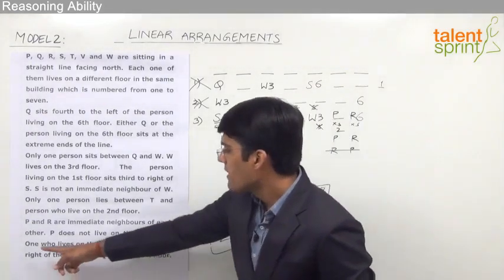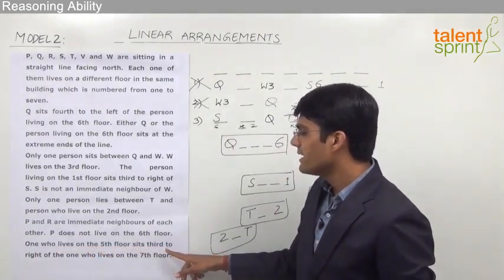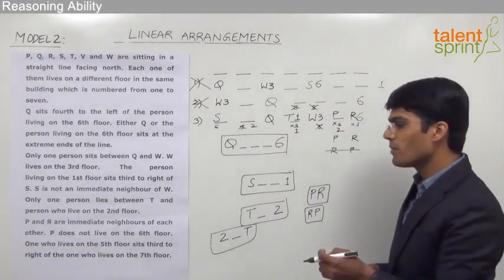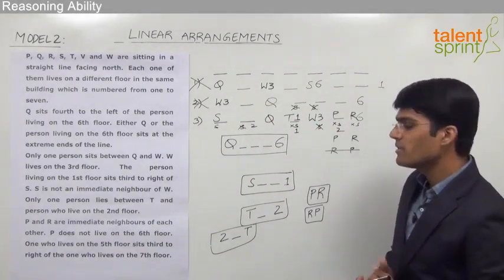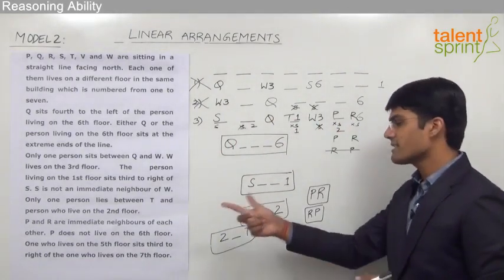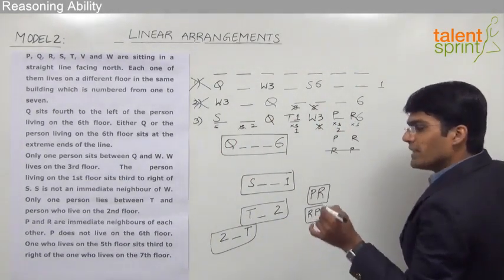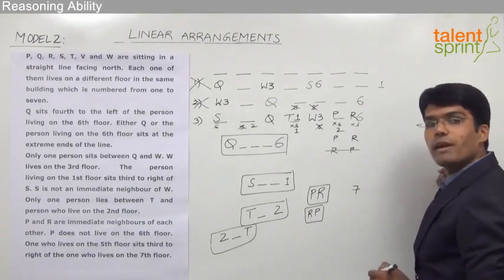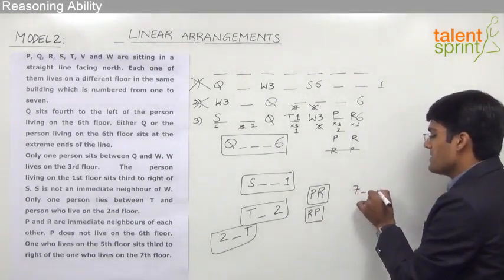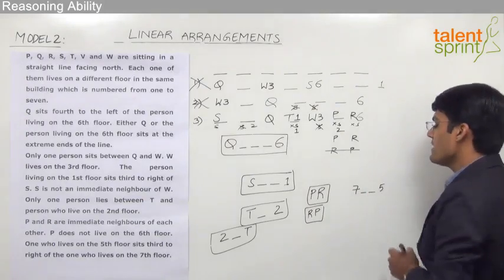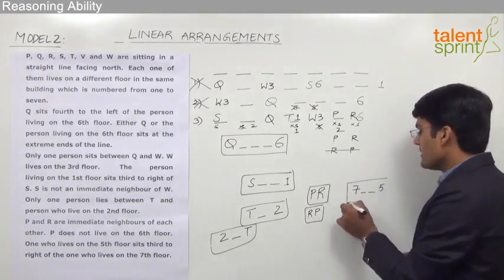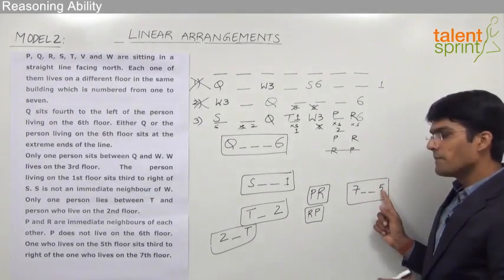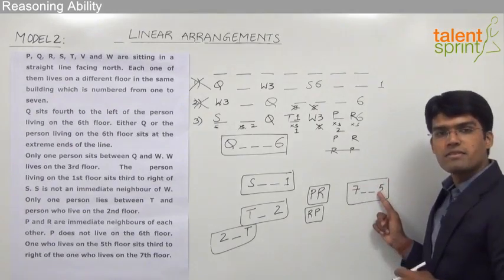The next point here is one who lives on fifth floor sits third to the right of the one who lives on seventh floor. So the person who lives on fifth floor should be third to the right of the person who lives on seventh floor. So let us try to understand the given statement. As we know that fifth floor should be third to the right of seventh floor, if this position is occupied by seventh floor, right of seventh floor, that means towards our right and three places away should be the fifth floor person. So this is the correct arrangement of seventh floor and fifth floor. As you can see, the person on fifth floor is third to the right of the person on seventh floor.